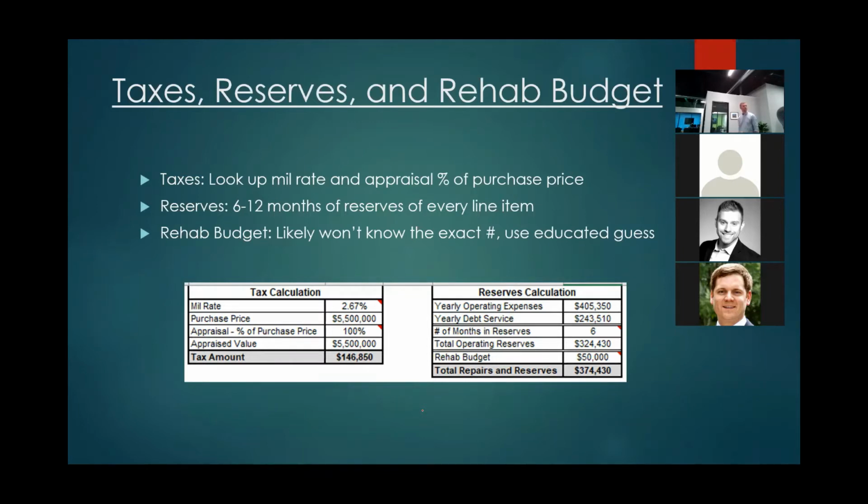Reserves. This is something very important, especially right now. When you're coming into deals, it's always good to have reserves sitting in the bank for unexpected things, like we're going through now. It's nice to have some cash sitting there to pull from if you need it. Generally I like to do at least 6 months up to 12 months of reserves of every line item. So every single expense line, your mortgage payment, everything that falls in your yearly expense column, 6 to 12 months of that is usually what I like to bring into closing.